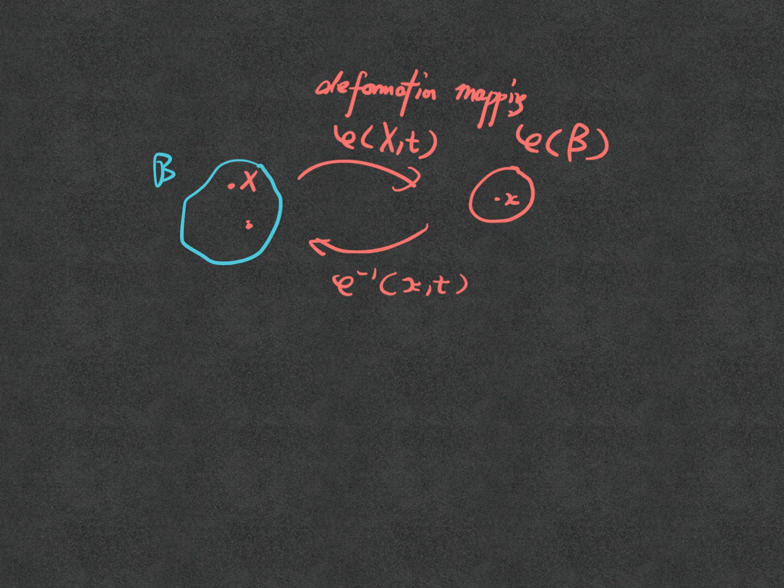One example where it won't exist is if originally I have two points x1 and x2 and they map into the same x. Then can I define the inverse? I cannot, right? Why is that?